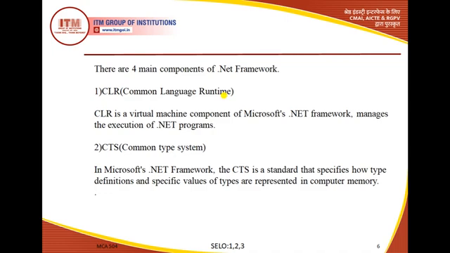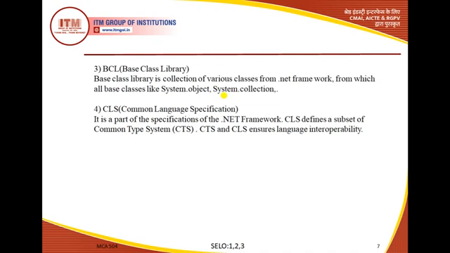CTS is a standard, a specification which defines how the type definitions will be represented in the computer memory, or how the different data types of different languages will be represented in computer memory. That is defined in this particular standard, that is CTS, common type system. Then we will come to the base class library, which we are going to study in detail in this lecture. Base class library is what? It's a collection of various classes from the .NET framework, from which all the base classes like System.Object, System.Collection, etc. are built. So in the previous lecture we just saw this single definition about base class library. Now we will see it in detail after this CLS.